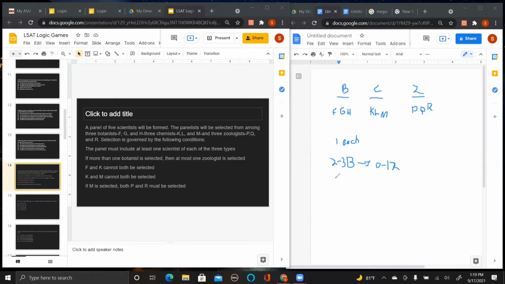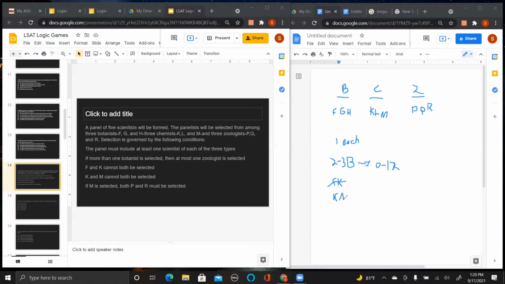Then F and K cannot both be selected. Now, if you remember the first game when I did 2 things can't be selected, I did them vertically. That was because I was fitting them into vertical columns in my mind for the categories. For this, I'm just saying that they got selected, so I do it horizontally. That's just a quirk of how my mind works, but you can do whatever is intuitive to you. K and M, same thing.